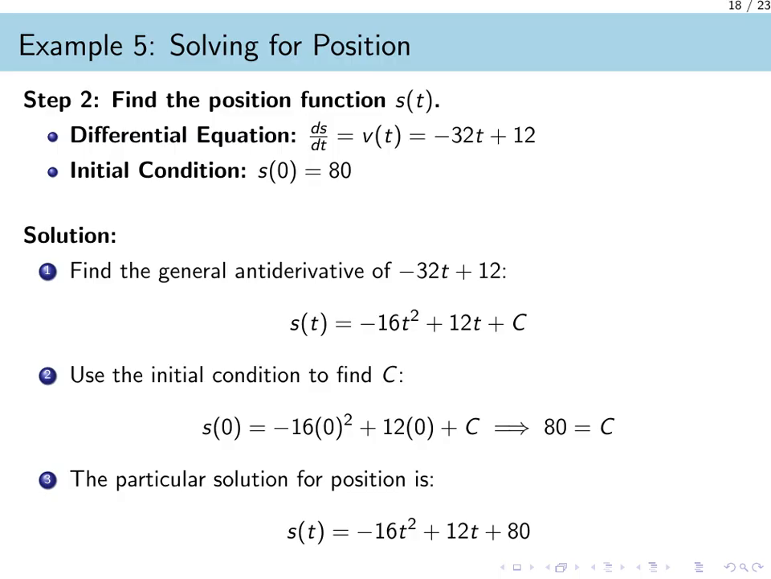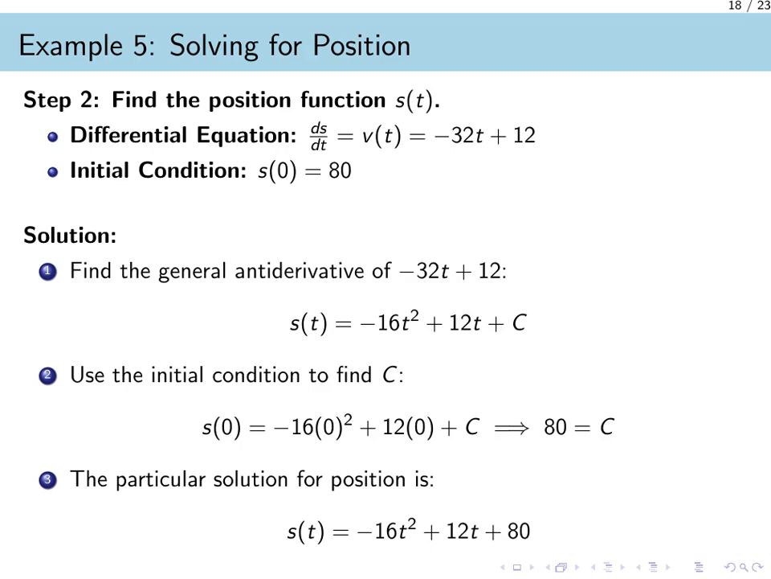The rate of change of position, ds/dt, is our velocity function, negative 32t plus 12. To find the position function, s of t, we take the antiderivative of velocity, which gives us negative 16t squared plus 12t plus a new constant of integration, c.